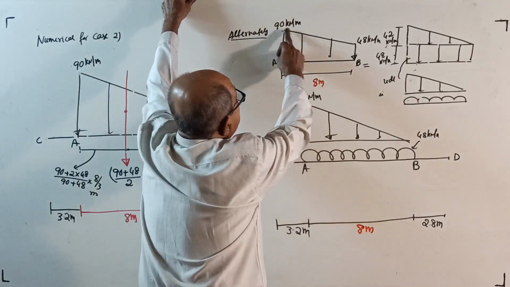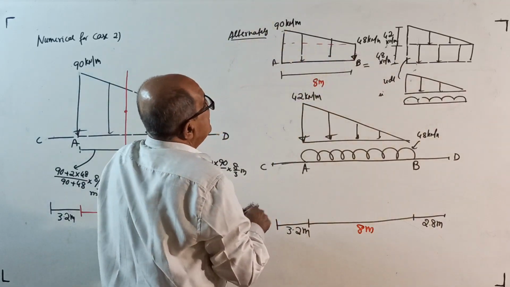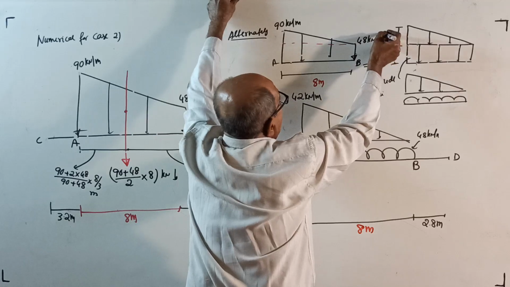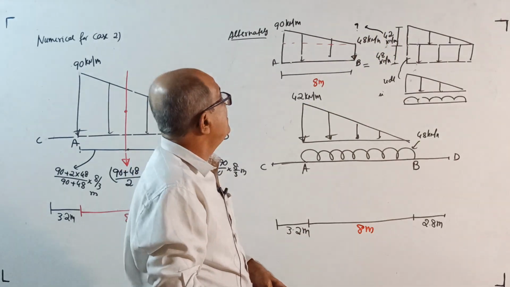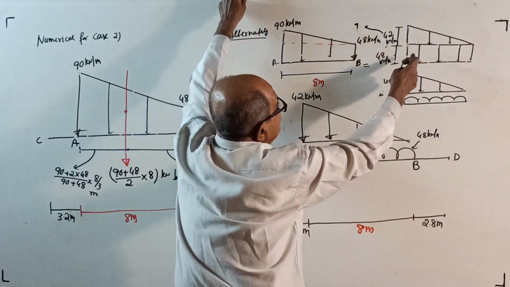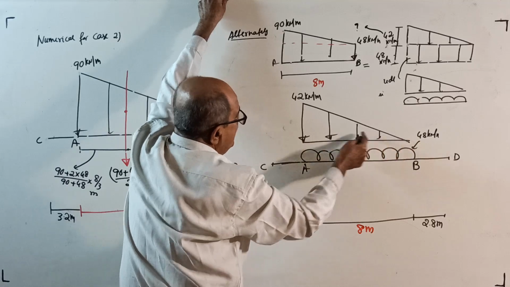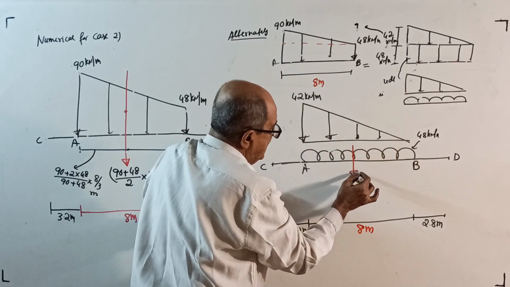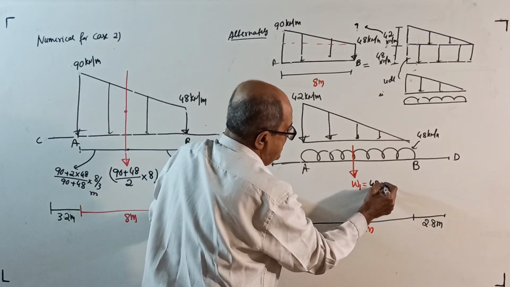Alternately, 90 to 48. Divide it into one rectangle of 48 and a triangle of 42. How did you get 42? If not clear, better not study structural engineering. This total is 90, this is 48. Now this is nothing but a UDL, so UDL of 48 kN per meter, and a varying load like this. For this UDL, W1 is equal to 48 into 8 kilonewton down.